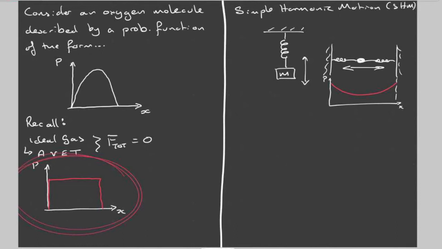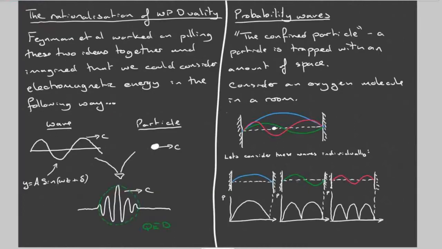Now, the alternative was the idea of trying to imagine something oscillating backwards and forwards between two walls and describing it using simple harmonic motion. But then again, we end up with a probability function that just doesn't seem to agree with de Broglie. So, having considered the first probability function, what about this second one?